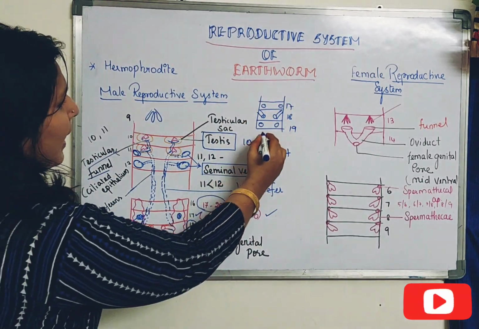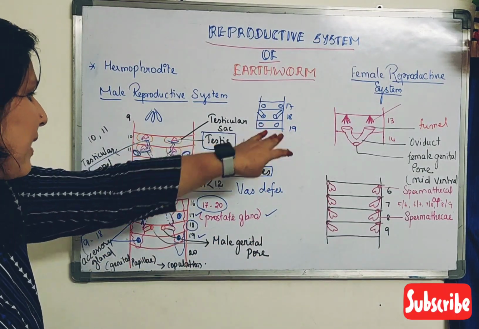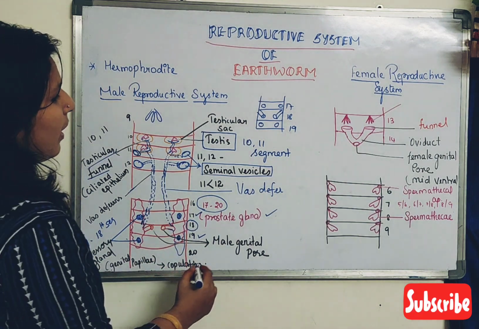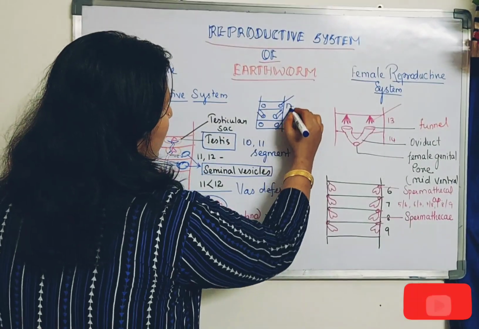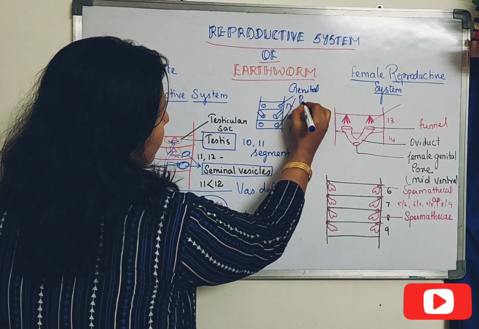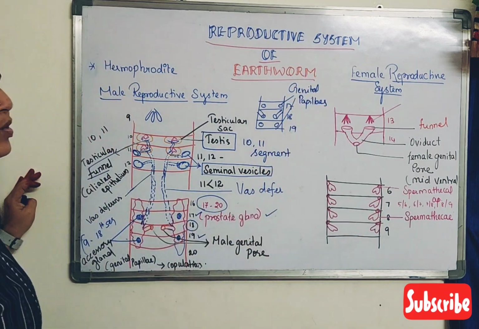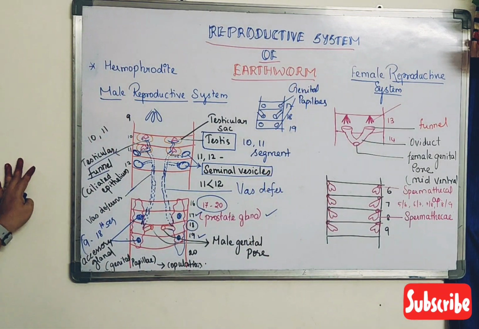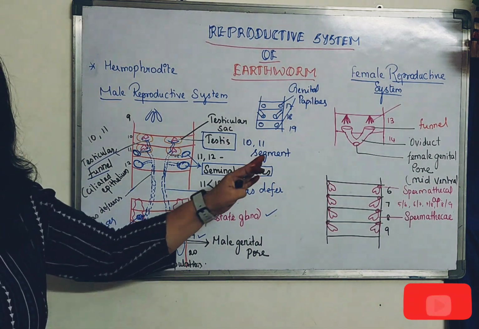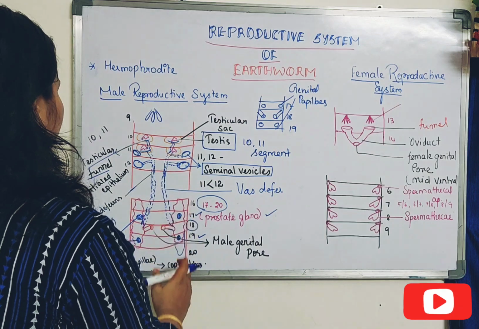Clear? And these are called the accessory glands, and we also call them genital papillae. They are useful for the process of copulation. For the process of copulation, this is very, very useful. Clear? So this is about the male reproductive system.